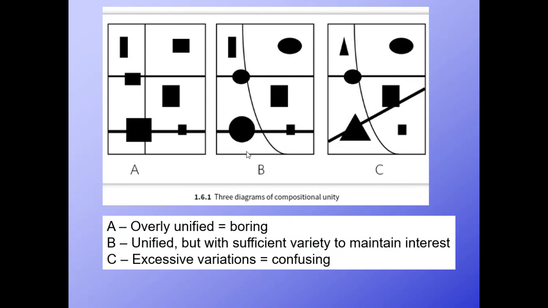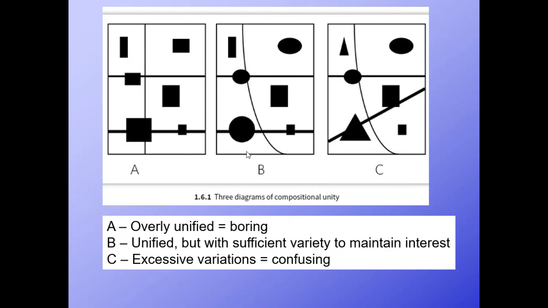On the other hand, you've got C on the far right-hand side, an example that's got curves and angles, straight lines, and circles and ovals. And there's so much going on that it may be too chaotic for some people. So what we're trying to aim for is most of the middle ground, letter B, which is unified, but with enough variety that you've got some visual interest.